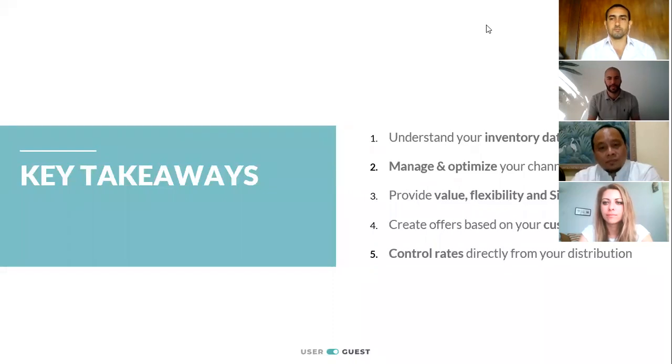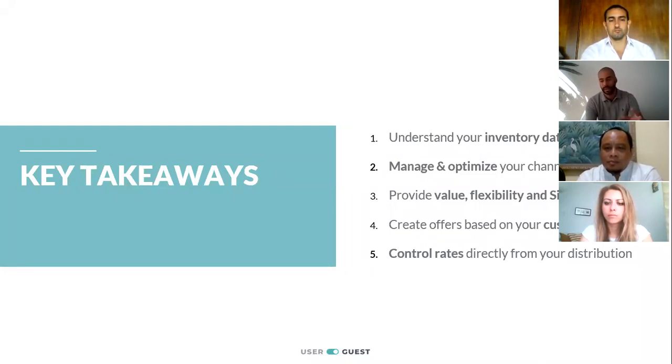We've listed a few takeaways from the whole webinar. So the idea is really to put in perspective availability, how you set up your rates and your distribution, and the effect that it has directly on your own website, on your own direct bookings performance. But everything is actually linked. So understanding your inventory data is very important for your own website and as well for your marketing.